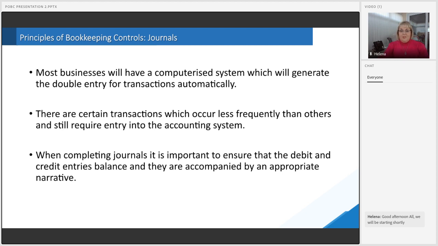But regardless, guys, of whether we're using ledger accounts or whether we're doing journals, debits and credits don't change. Debits and credits have got to balance. Your double entry must always agree. So debits must have an equal and opposite credit. The only slightly different thing is the way it looks. It's very slightly different. And we always recommend that it has an appropriate narrative.